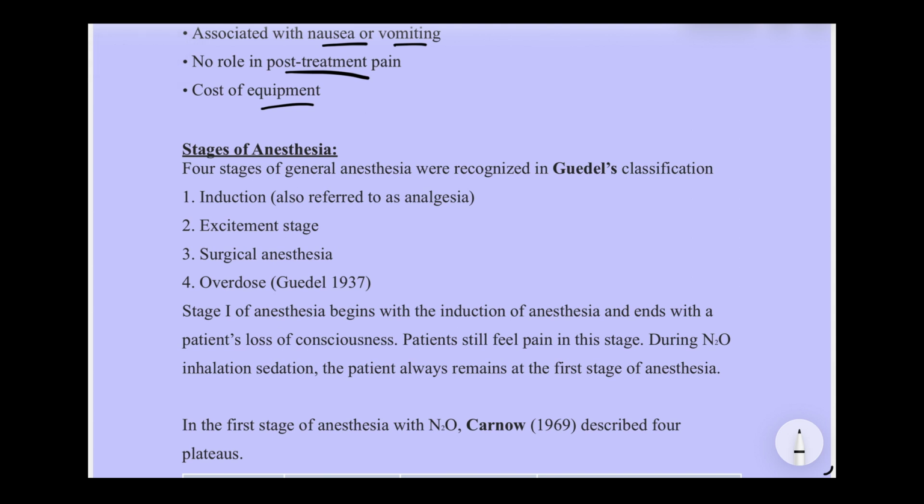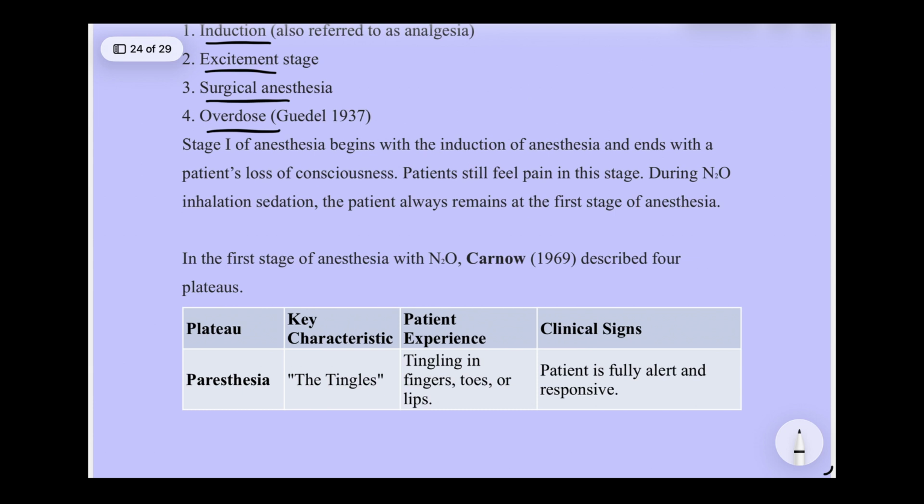4 stages of general anesthesia were recognized by Guedel's classification: induction, excitement stage, surgical anesthesia, and overdose. Stage 1 of anesthesia begins with the induction of the anesthesia and ends with the patient's loss of consciousness. Patients still feel pain in this stage. During nitrous oxide inhalation sedation, the patient always remains at the first stage of anesthesia.